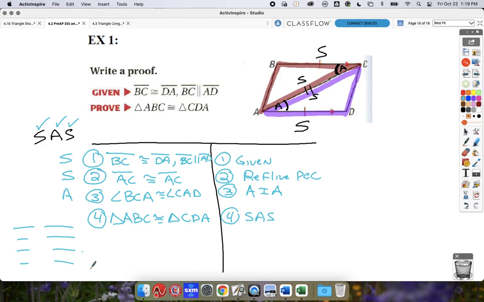And I will tell you on your test, statement 1, there's one given statement in this proof. Number 2, there are 2 given statements in this proof that will force it to fit. Okay? All right.